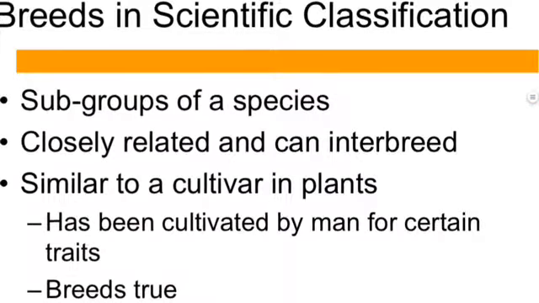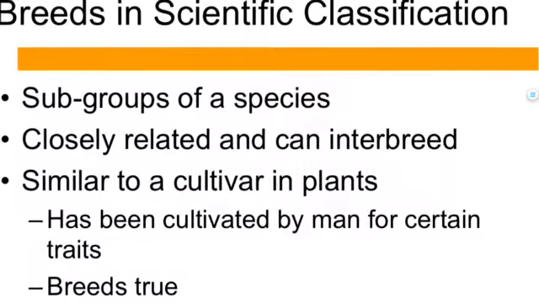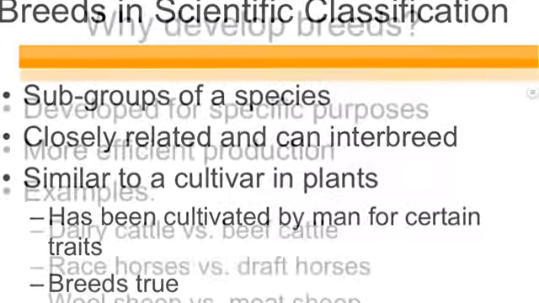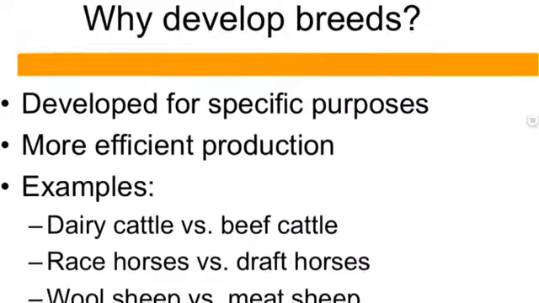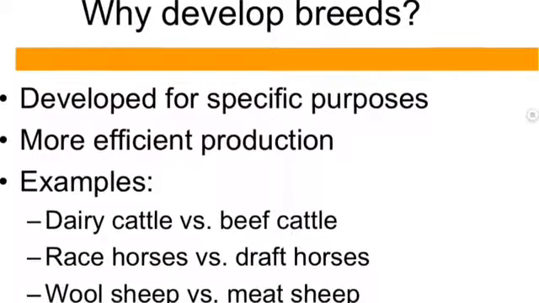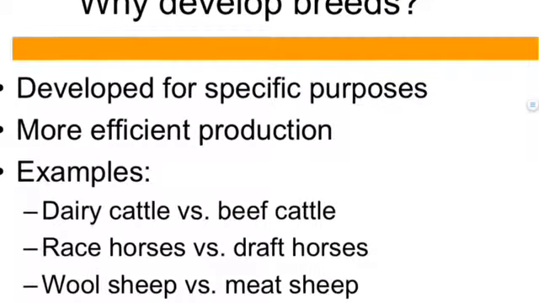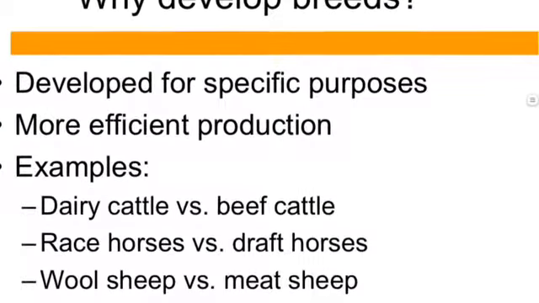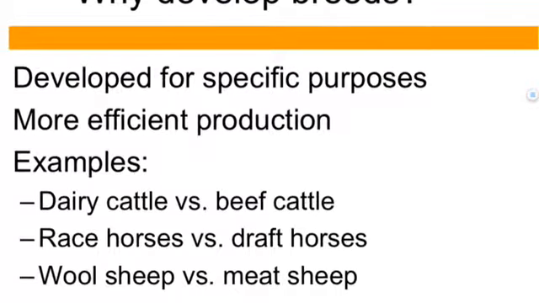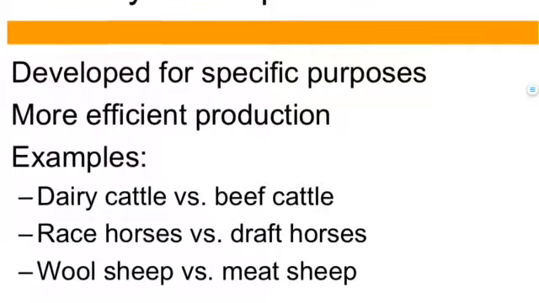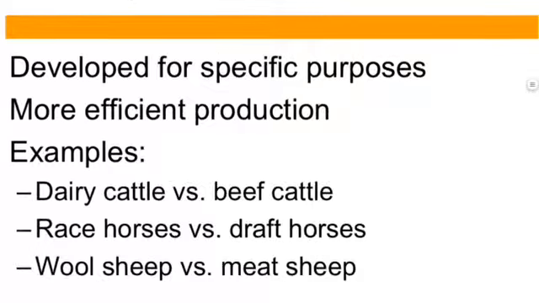They're similar to a cultivar in plants. They've been cultivated by man for certain traits, and they always breed true. You know you have a breed if you breed two of those animals together and the offspring looks like the parents. We've developed specific breeds for certain purposes. It has allowed us to have more efficient production.